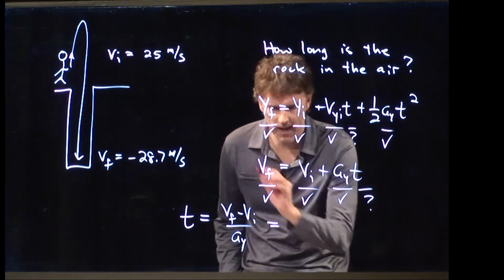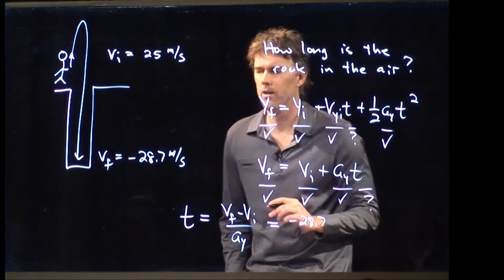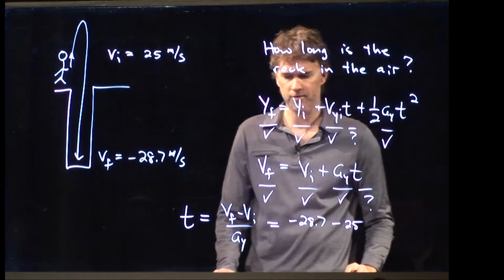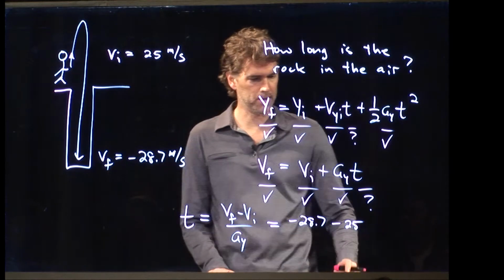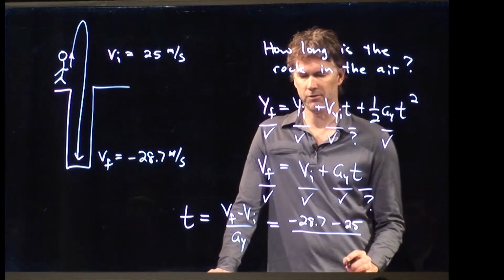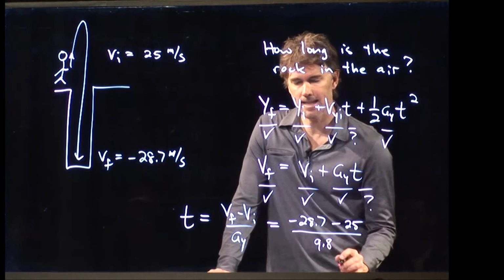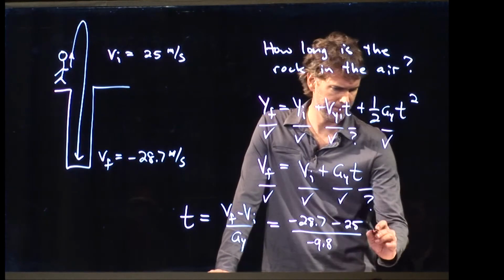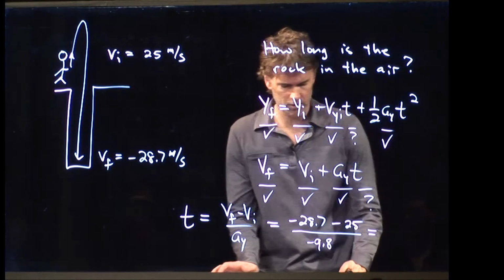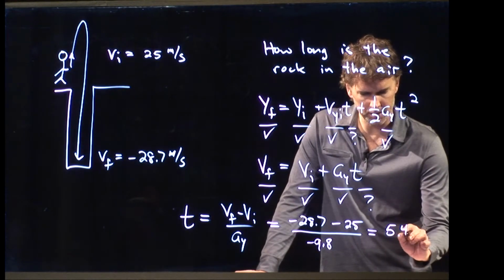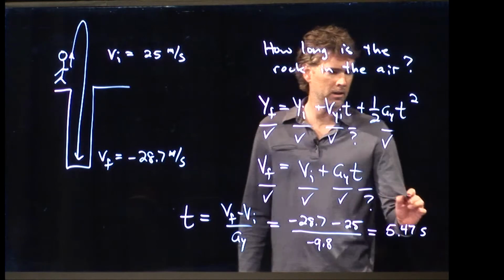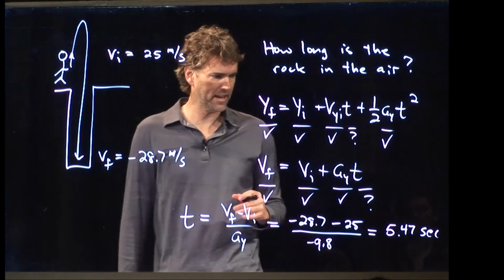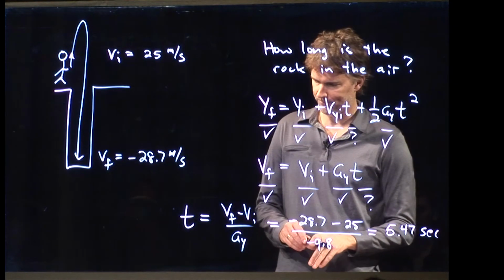v_f, we said, was negative 28.7 meters per second. v_i was positive 25 meters per second. And so we're subtracting that positive number. And then we divide by a_y, which is 9.8 meters per second squared, but it is also in the negative direction. Okay, and now if you plug in all those numbers, you get 5.47 seconds, which is exactly in the ballpark that you guys identified earlier, between 4 and 6 seconds. So we like that answer a lot.